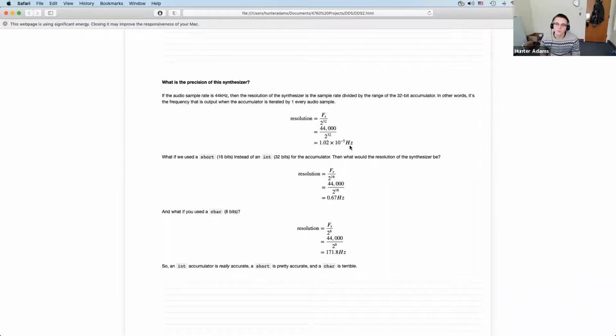Which means with a 32-bit accumulator variable, you can hit a target frequency to within 1.02 times 10 to the minus 5th hertz. How might you start to get a sense for how you could measure that? You could use the oscilloscope. You could see how close you're getting.